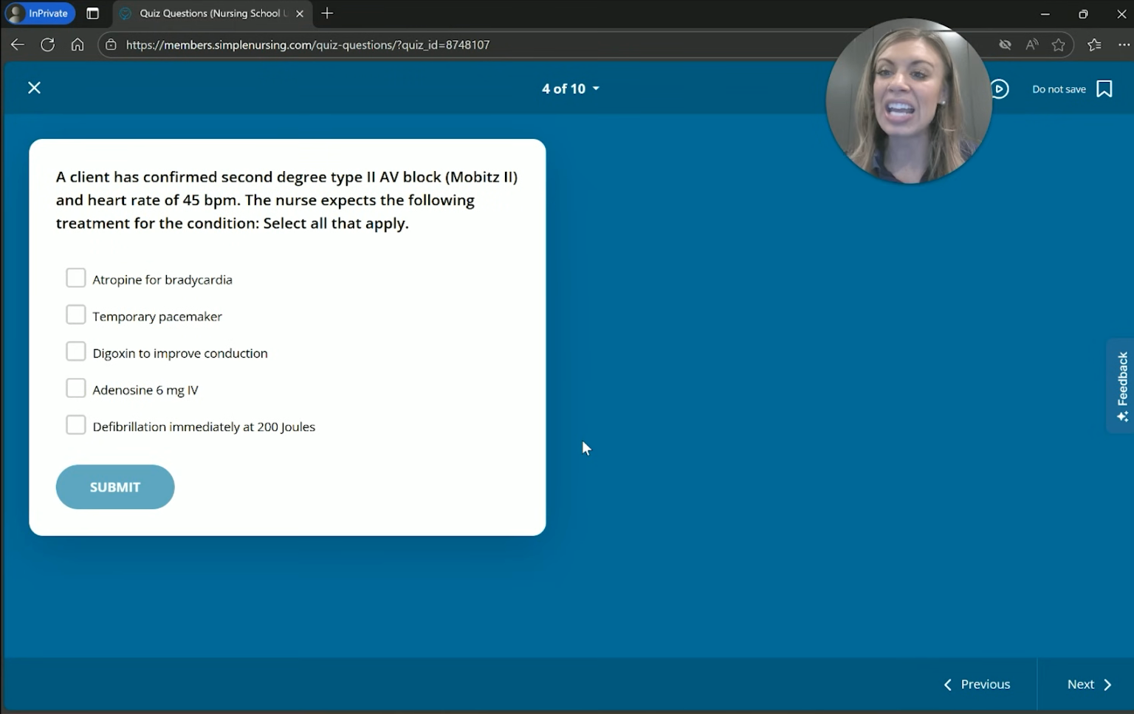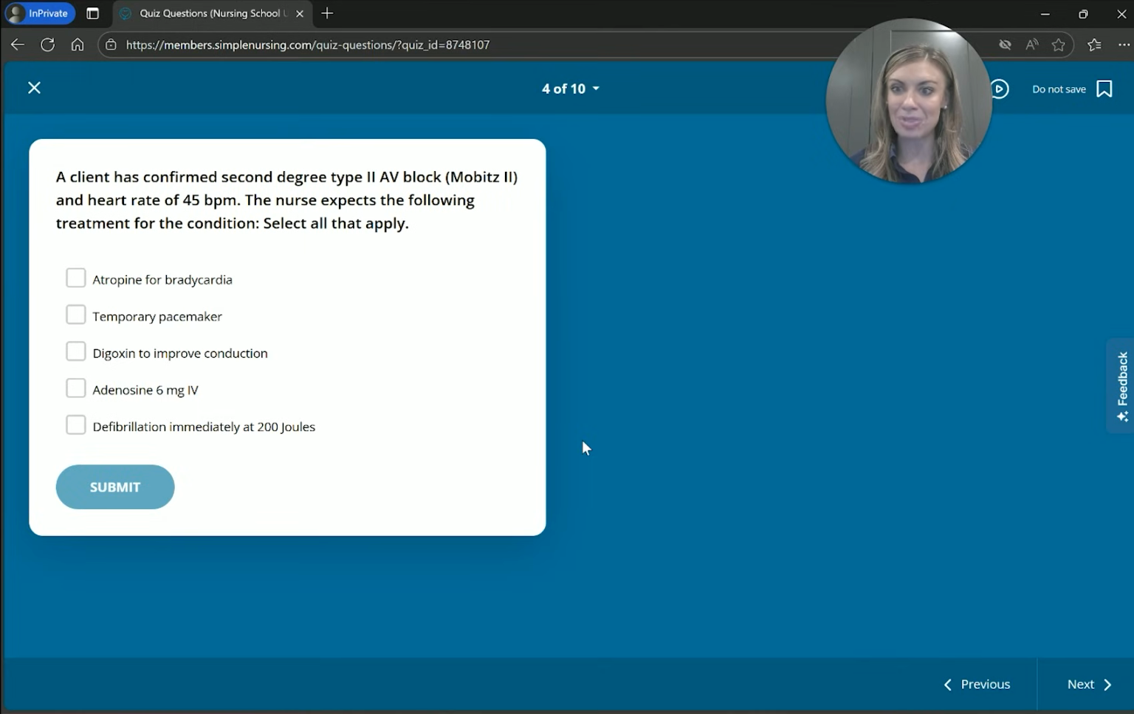For the next one, a client has confirmed second degree type 2 AV block and a heart rate of 45 beats per minute. The nurse expects the following treatment for the condition. Select all that apply. I like to call atropine because it takes the heart rate to the top of the pine tree, and we use that for symptomatic bradycardia. So especially with bradycardia this low, first of all, I would want to assess my patient would be one of the big things, but I'm going to say potentially, especially since it's a second degree heart block.